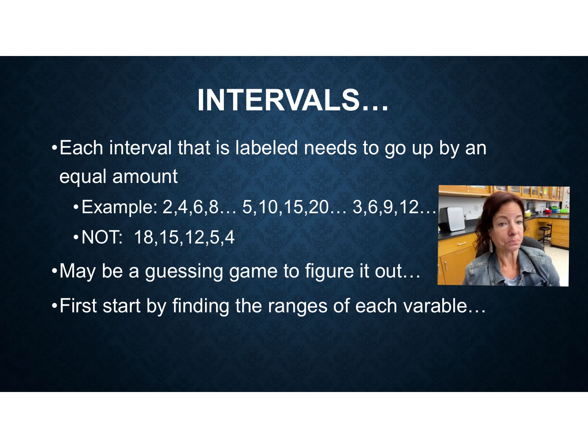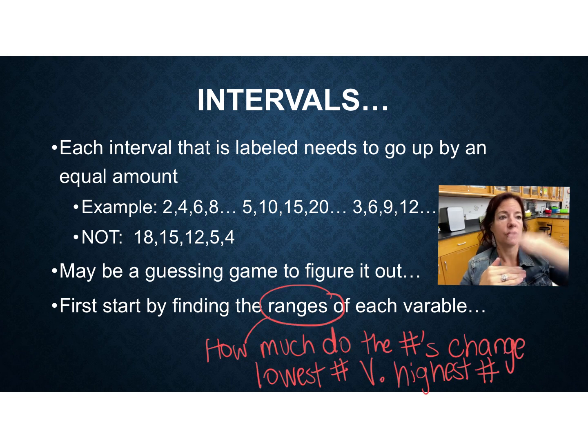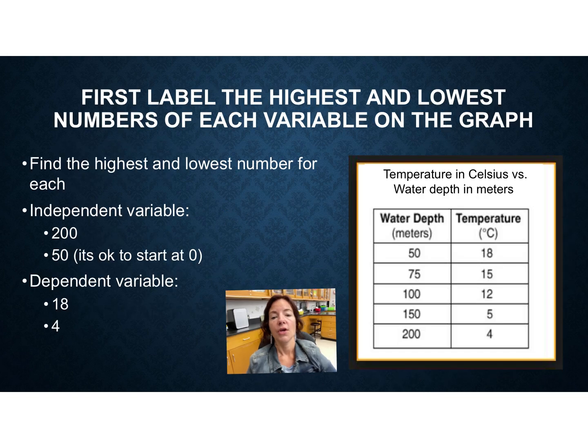The first step is going to be finding out what the range is. And the range is what's your lowest piece of data and what's your highest piece of data. So you've got to figure out how much my scale needs to go, because we don't always have to start at 0. So let's take a look at our data. We want to find that highest and lowest number for our independent variable. If we look at water depth, the lowest number that we recorded was 50, and the highest number was 200. So we can calculate a range there of about 150.